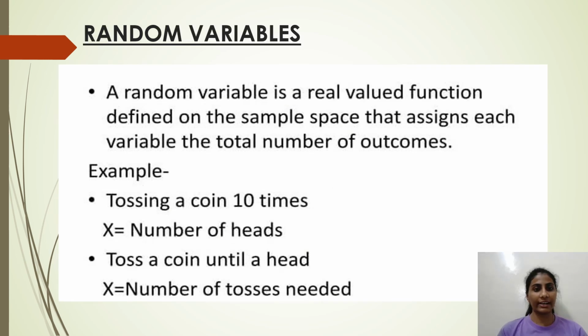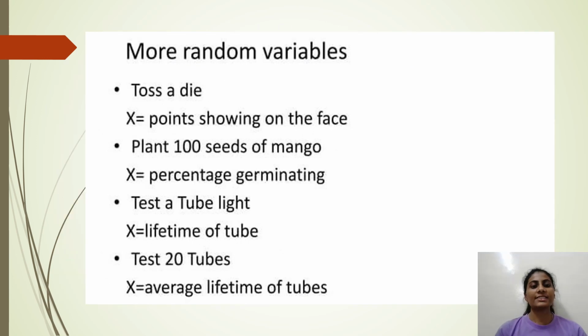Firstly, we learn about random variables. A random variable is a real valued function defined on a sample space that assigns to each outcome a number. Example, tossing a coin 10 times, the random variable x will be the number of heads. Toss a coin till a head, the random variable x is equal to the number of tosses that is needed. Toss a die. When we toss a die, the random variable x will be the point showing on the face.